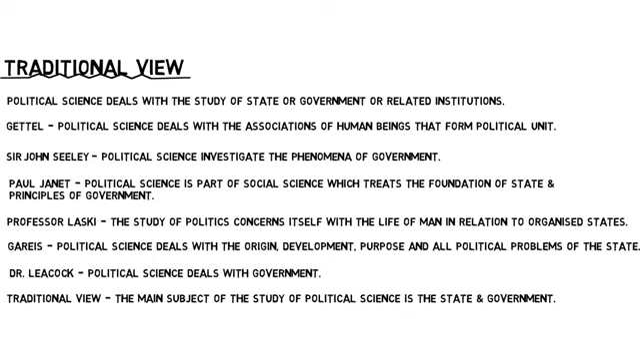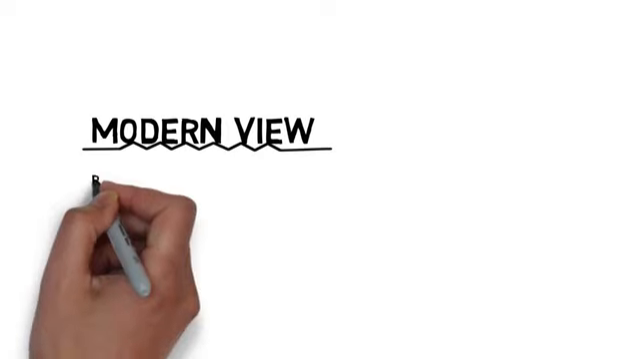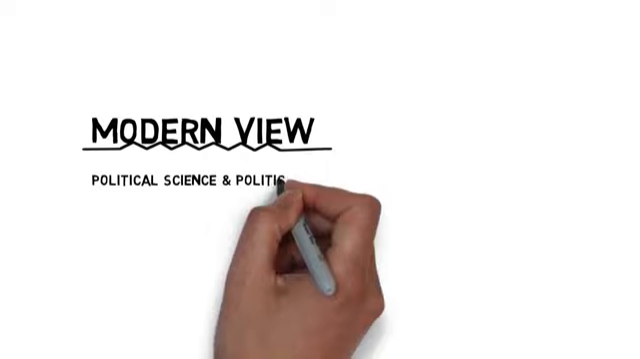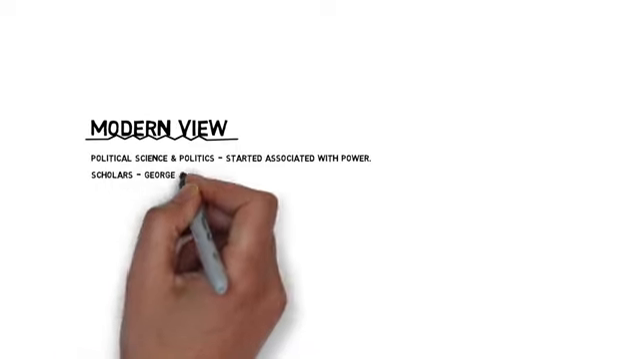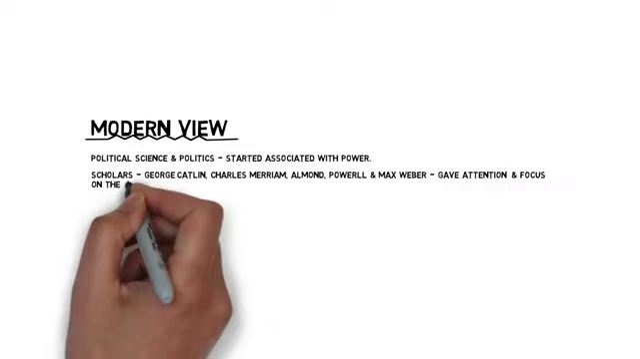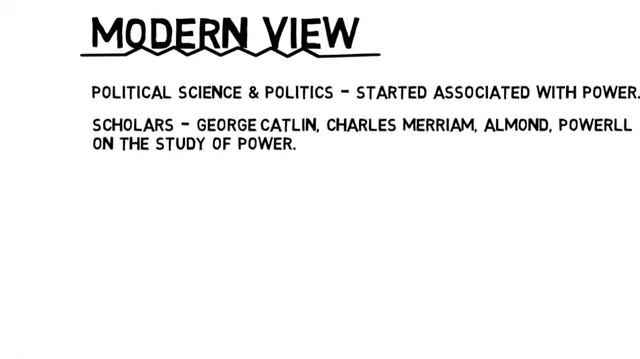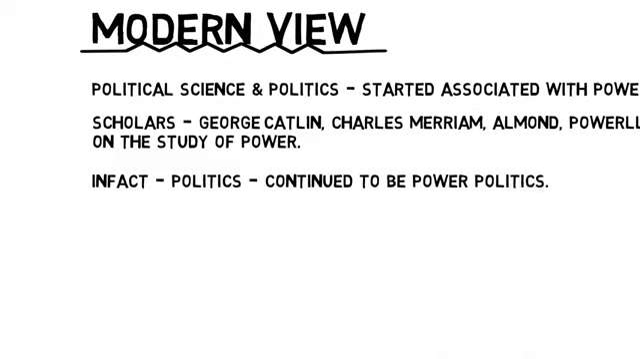Now let us understand the modern view perspective and the meaning of political science from the modern view. In the modern view, the meaning of political science and politics started to be associated with power. Scholars such as George Catlin, Charles Merriam, Almond, Powell, and Max Weber were among those in the 20th century who gave attention to and focused on the study of power. In fact, politics all along had been and continued to be power politics.